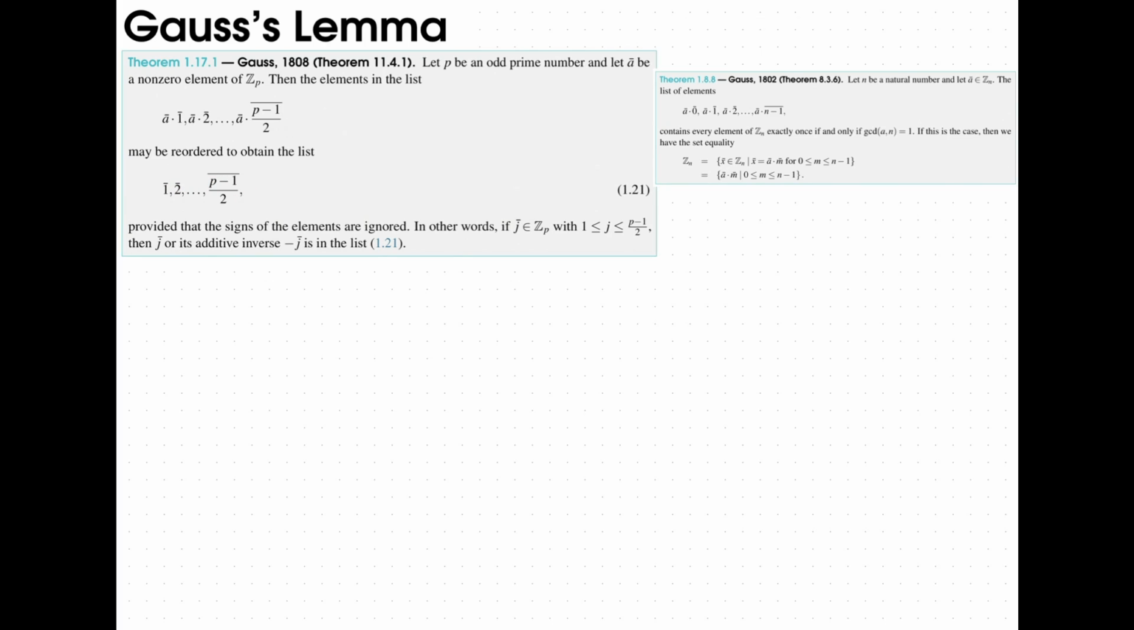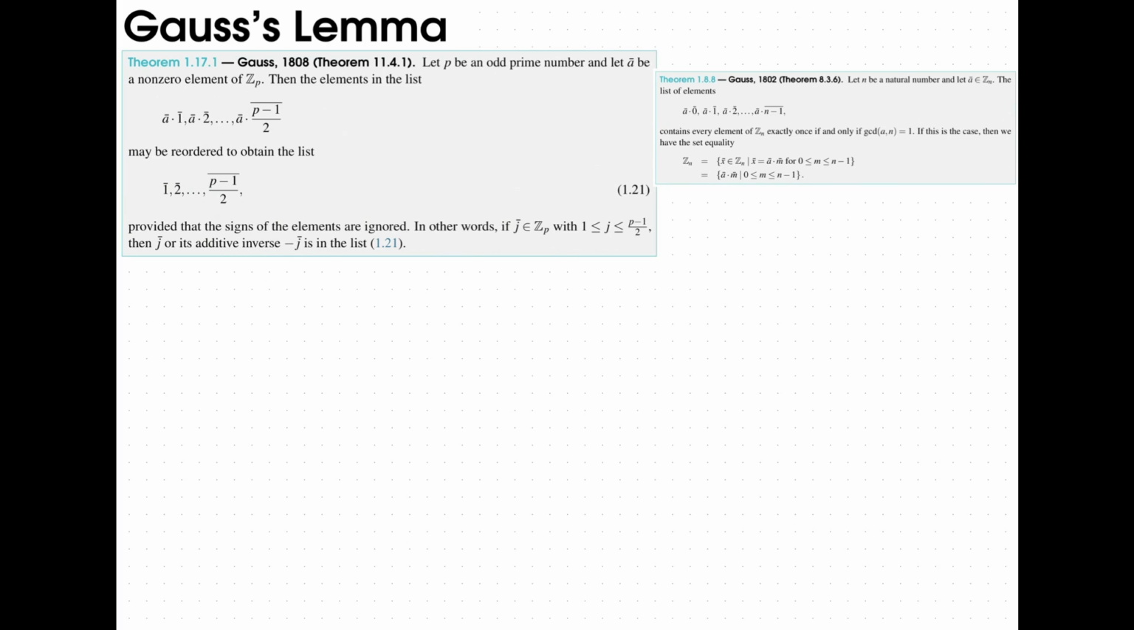But of course, that's not entirely correct. We need to ignore the sign of the elements. So what do we mean by sign? What this is saying is that if we look at this list and write an element as j bar, we can go ahead and choose our j. If we don't care about additive inverses, we can choose that j bar to be between 1 and (p minus 1)/2. So another way of thinking about this is in terms of absolute value.